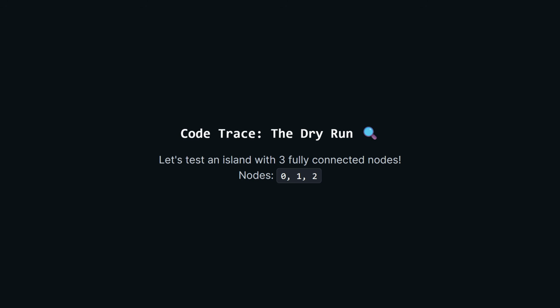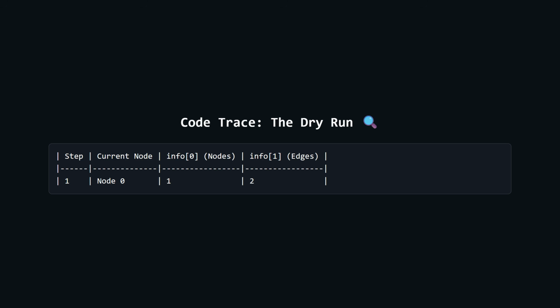Let's do a quick dry run to see that math formula in action. Imagine a perfectly complete island made of 3 nodes, 0, 1, and 2. We start exploring at node 0.